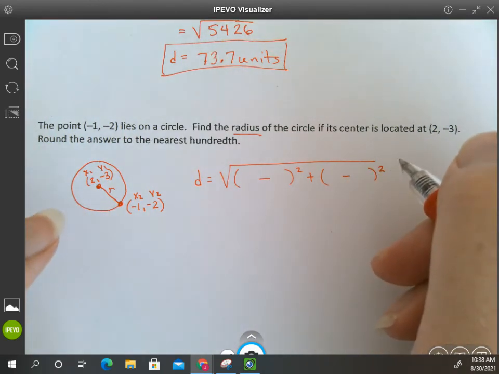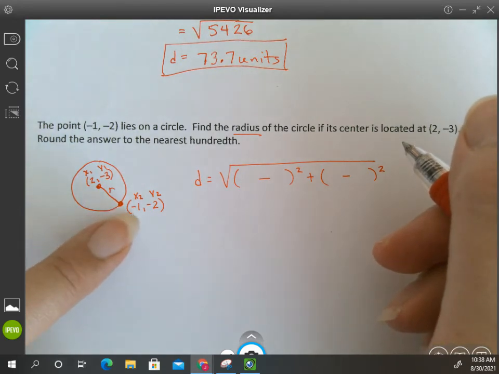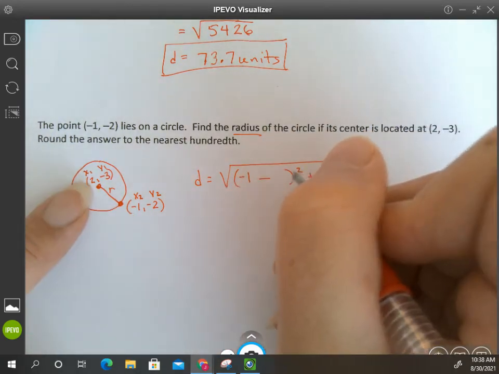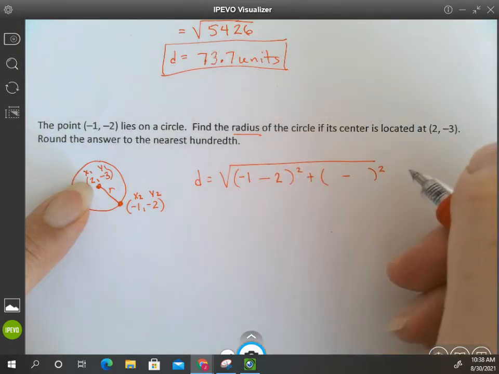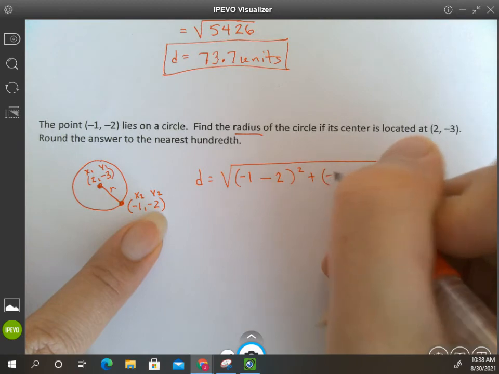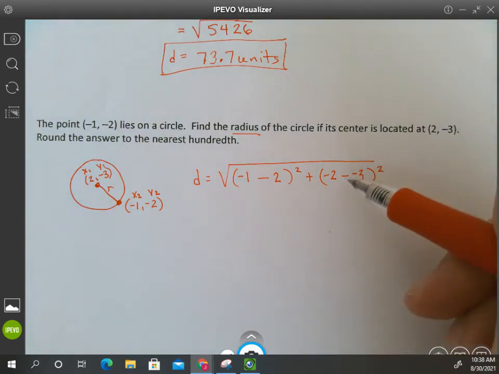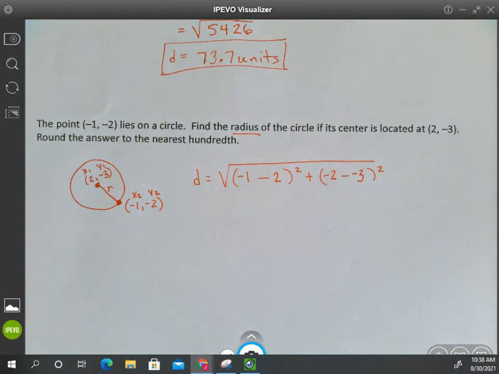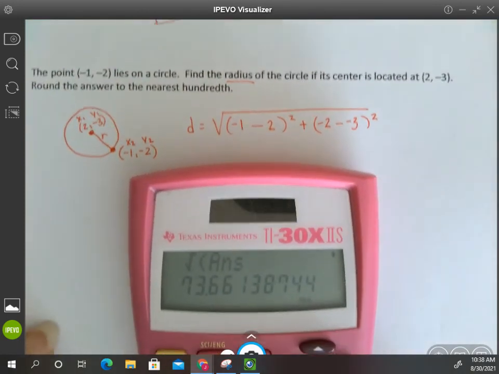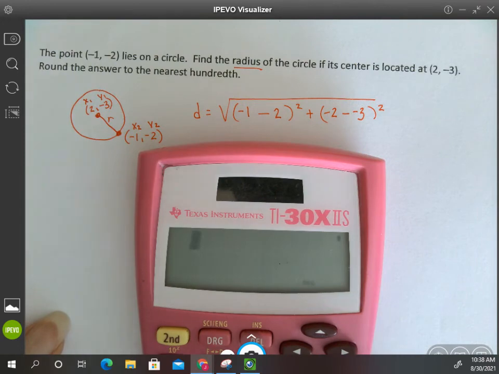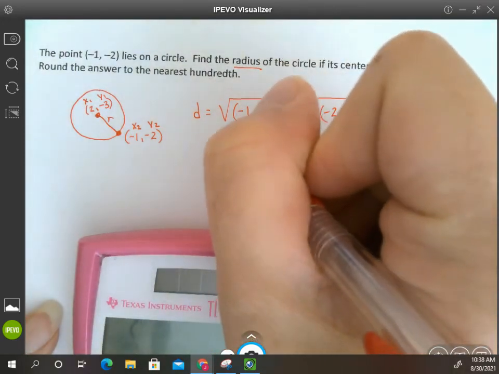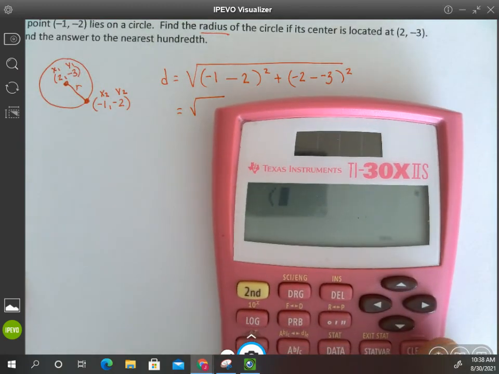You got what, 13? No, not 13. All right, so x1 is -1, x2 is, or x1 is 2. y2 is -2, y1 is -3. Now, if you see this minus a negative, you want to turn it into plus positive, I'm fine with that. And then let's go ahead and put it into our handy dandy calculators. Remember, leave your square root symbol so we don't forget it. And then plug it in. -1 minus 2, power of 2, plus -2 minus -3.